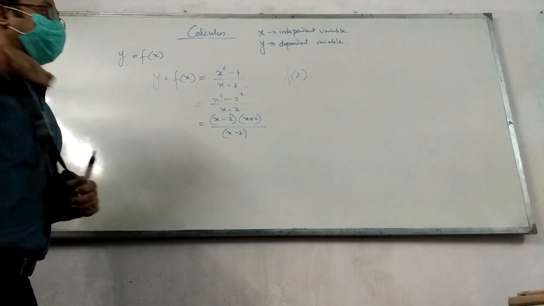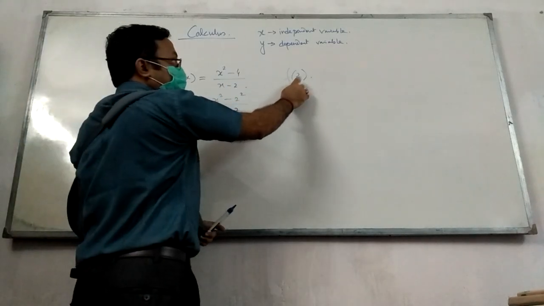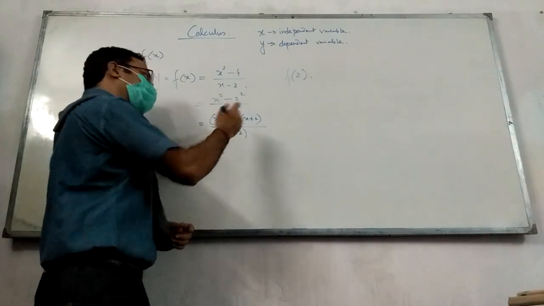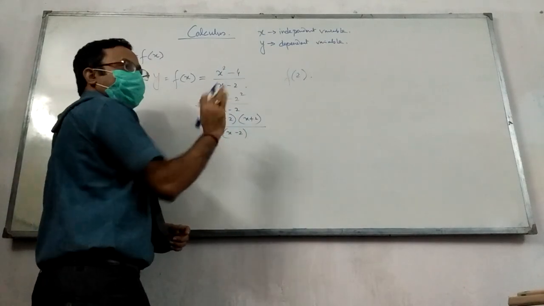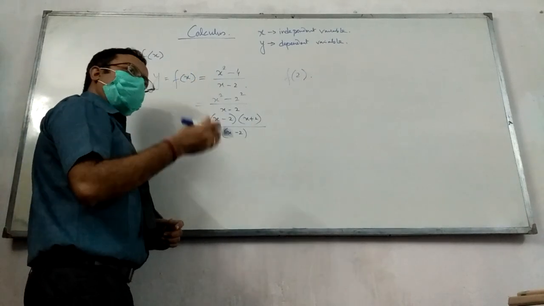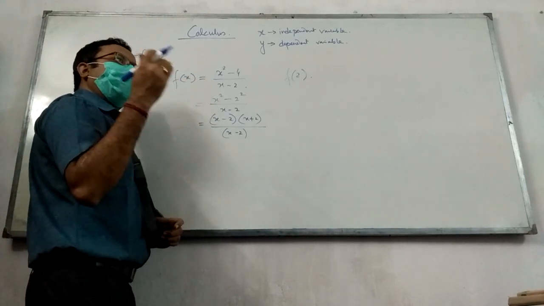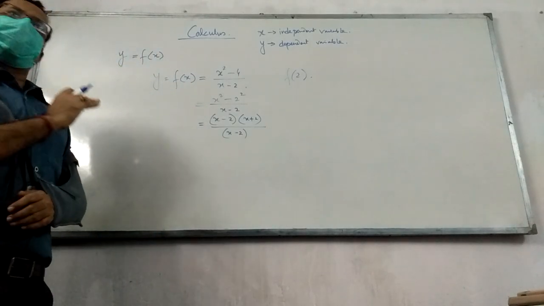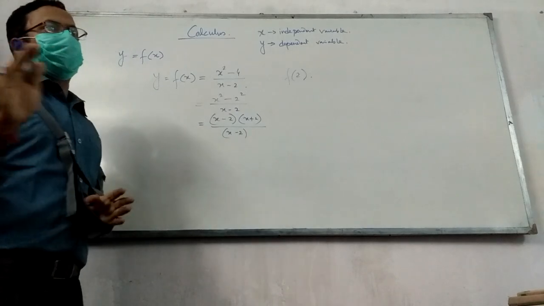Right, because they are asking to find out f of 2, not any other value. If they ask you to find out f of 3, then you can cancel them, because 3 minus 2 is not equal to 0. Whether it is f of 1, 1.5, 2.1, 2.2, 2.3, anything except f of 2, you can get the value. But f of 2, you cannot get the value.